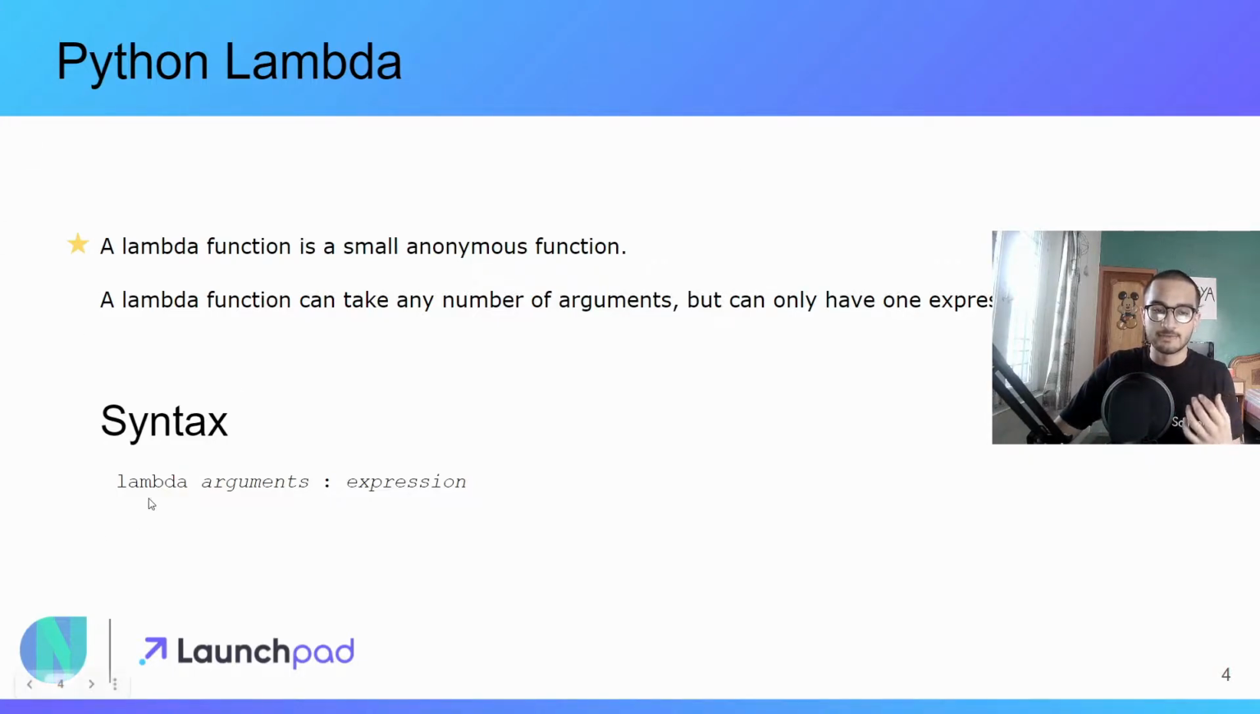So how do we write it? We write lambda, then arguments, then we use a colon and we type in the expression. So it wouldn't be clear as such. So let's take it to code.